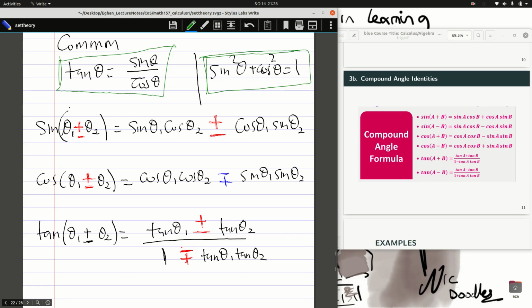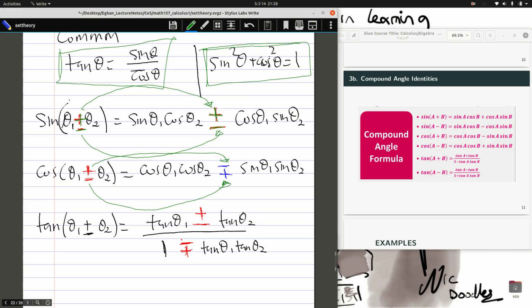For sine, if I have plus and then minus, the resulting function goes with the same plus and minus. It means plus will give me plus and then minus will give me minus. If I have cos, plus will give you minus and then minus will give you plus. That is what it means here.